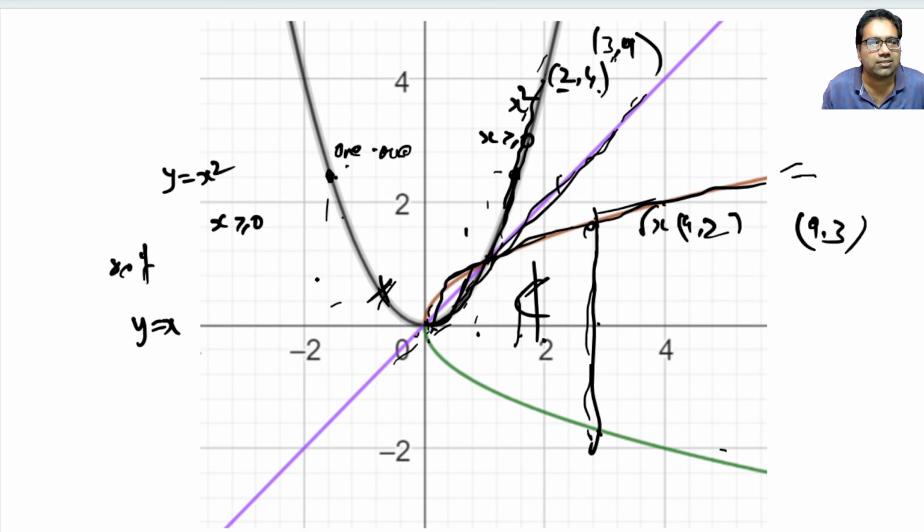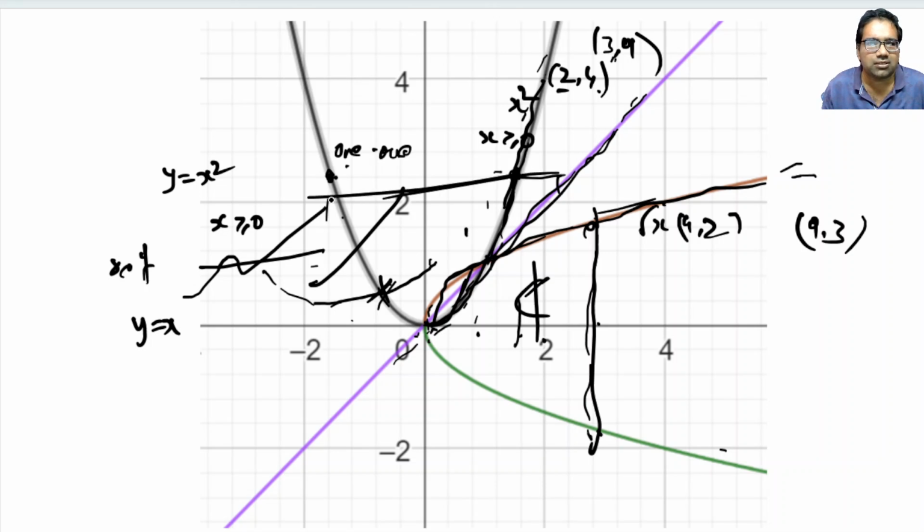If it has to have an inverse, it has to be either completely increasing, however small. The slope can be small, but it has to be either completely increasing or completely decreasing. It cannot happen that at some point it has taken a blip and again continued increasing. No, then it will fail this horizontal test. Okay, horizontal test. If it is failing, it means two x's are giving the same y. That means for the same x you will get two y's here, which is not possible.